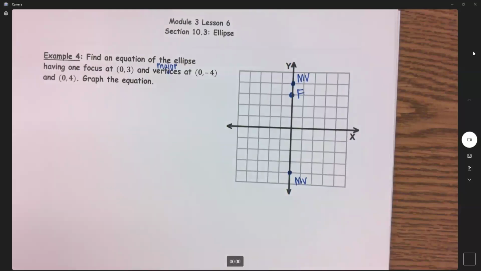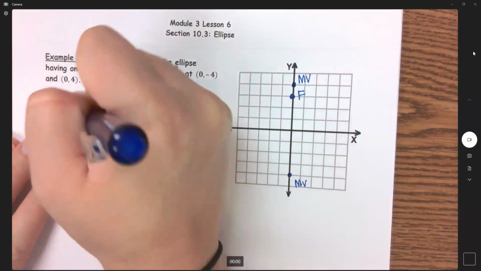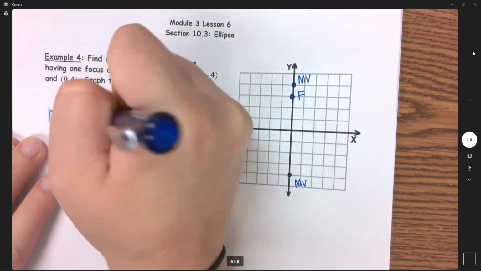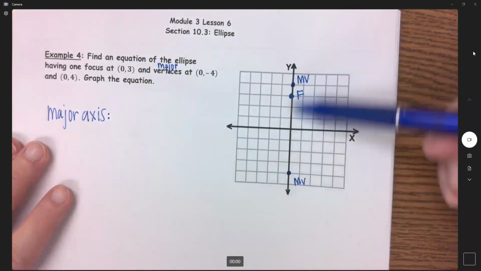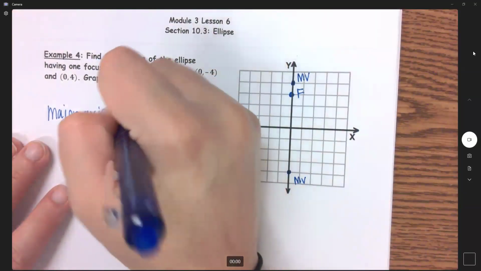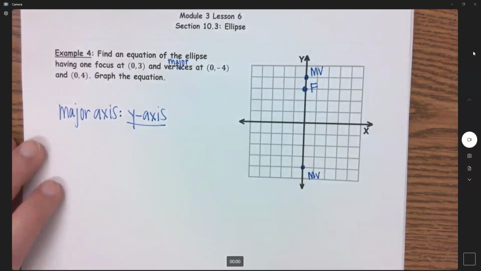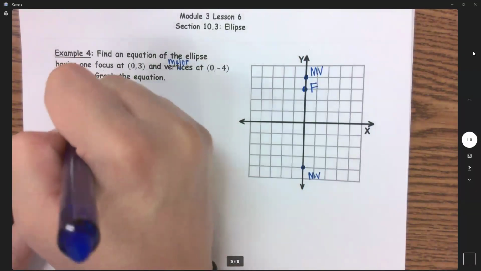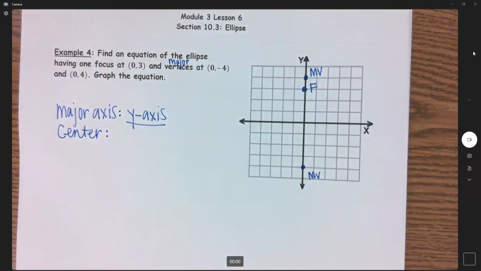Okay, so we need to identify 2 things right from the bat. Where is my major axis? And because my major vertices and my foci are all on that y-axis, that makes my major axis along the y. The other thing that we need that we haven't been given, we've always been given before, is the center. Now, while they don't say the center is at blank, we do know the center.